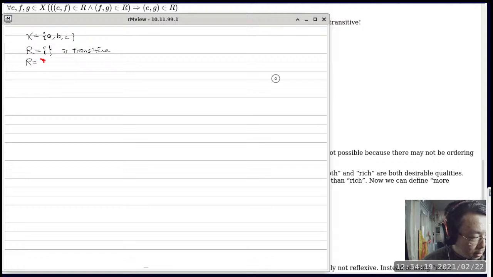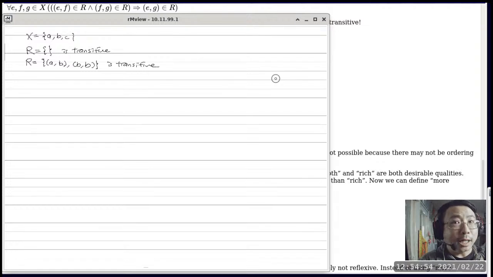Let's look at another R here, and we'll make this one AB and BB. Okay, that's it. And the question is, is this one transitive? Yep, Jack is right. This one is also transitive. And somebody's going to say, but C is not even mentioned anywhere within R. It doesn't matter. It does not matter.